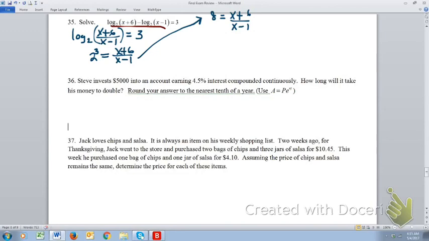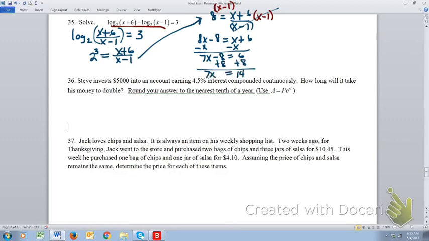We need to clear fractions, so let's multiply by x minus 1 on both sides. We are going to get 8x minus 8 is equal to x plus 6. And you can subtract x on both sides. And now you have a two-step equation. You're just going to add 8, divide by 7, and we get 2. So you can plug that in, and that does work.